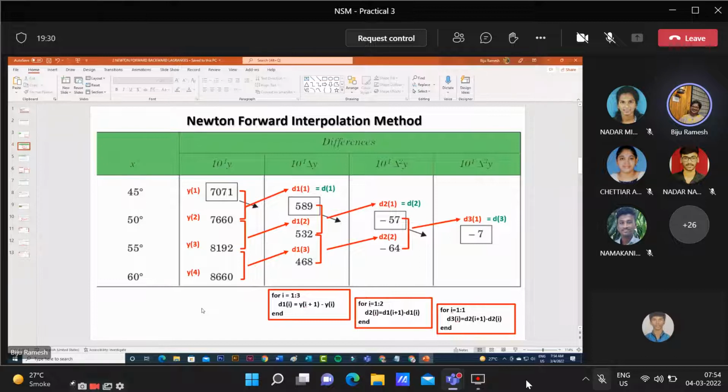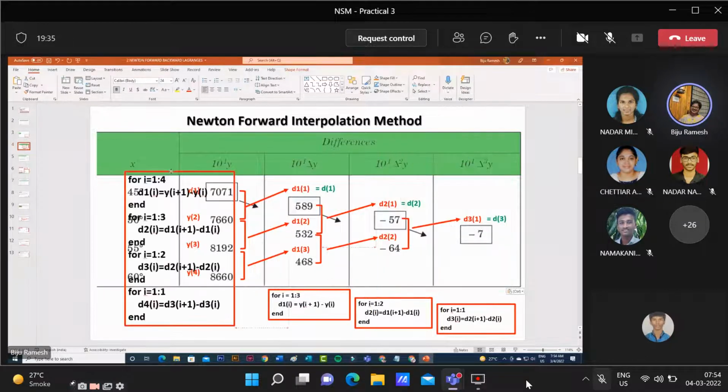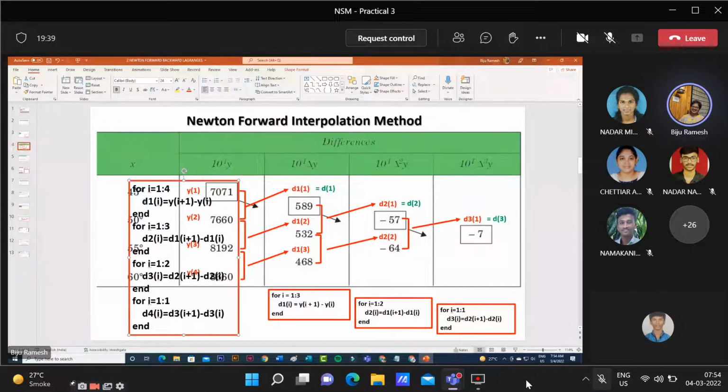I'll paste it here. Hope you all can see the for loop to some extent. So you see the for loop here, for I is equal to 1 to 4: D1 of I is equal to y of I plus 1 minus y of I. You see the same thing over here. Here we have fewer values, so we have given I is equal to 1 colon 3. Here we have more values.